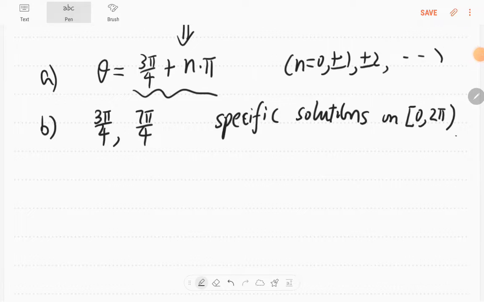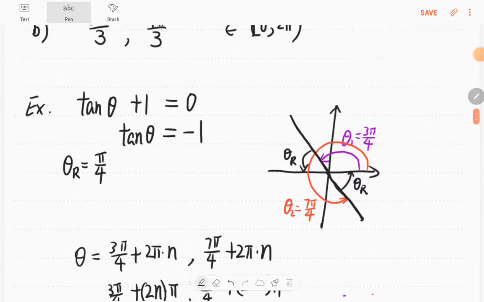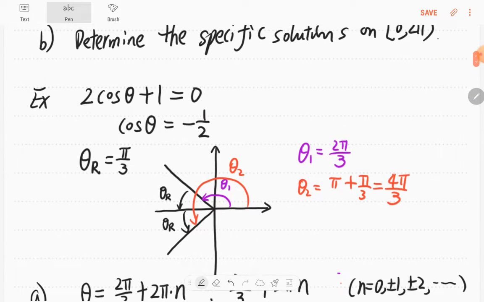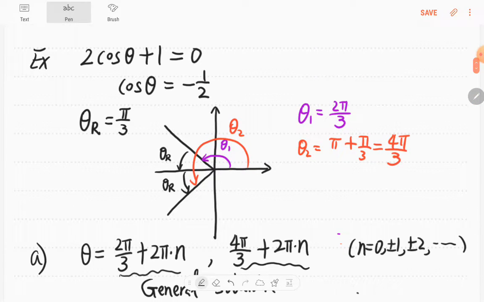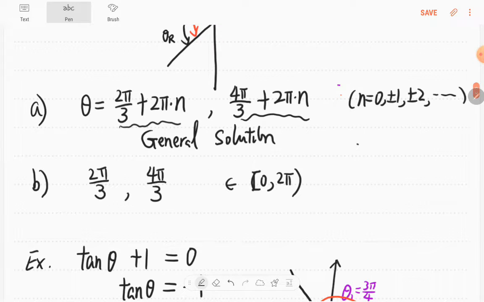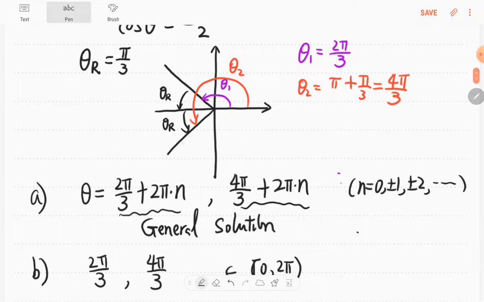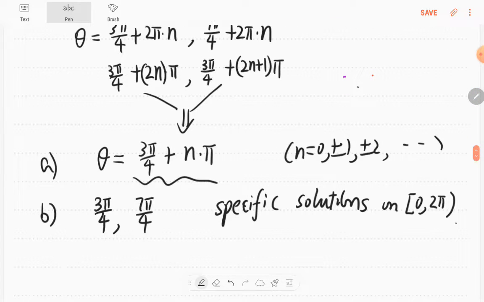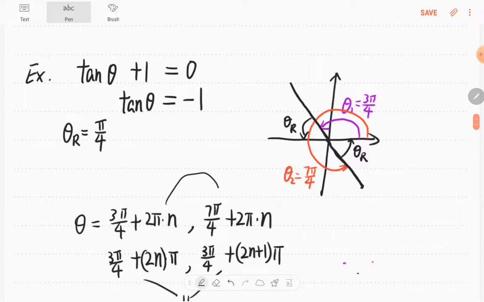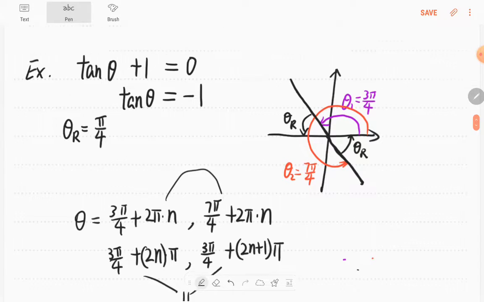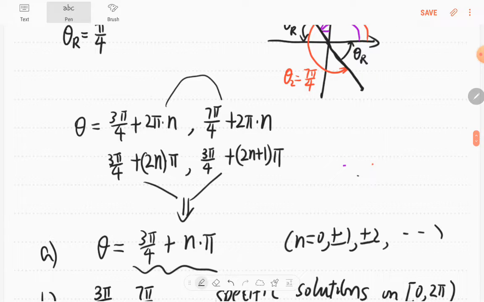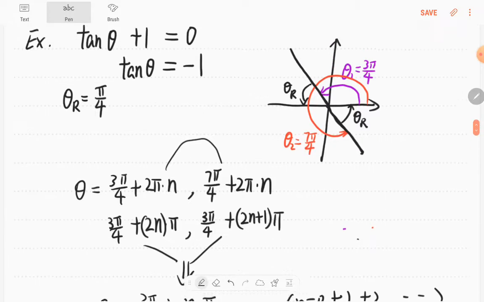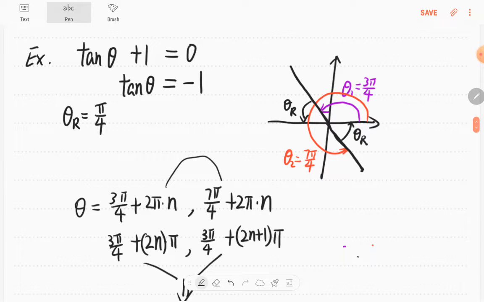So now let's make a summary. So you can see the difference between these two. For the cosine theta, the general solution has two forms, right? You cannot combine these two forms. The reason is these two terminal sides are not on the same line. And for the tangent, you can combine these two to get n times pi, a multiple of pi, right? The reason is these two terminal sides are on the same line.